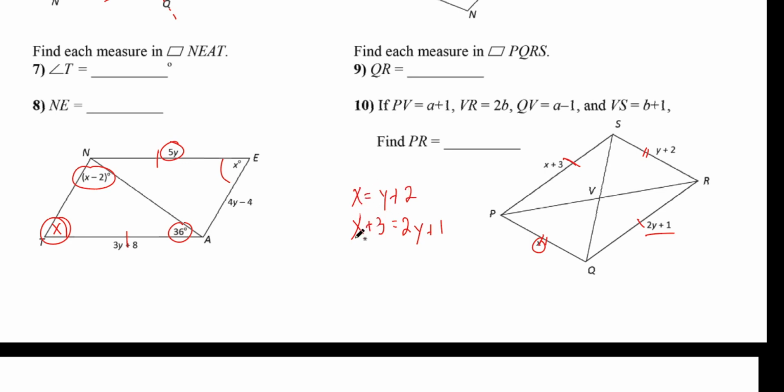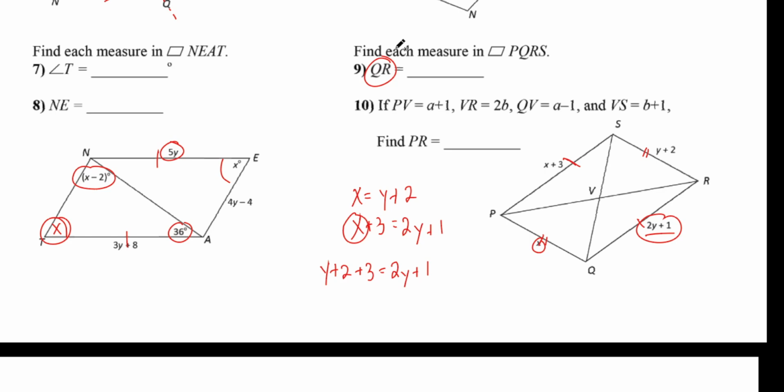So x is equal to y plus 2. This x and this x are the same x, and this y and this y are the same y. So if x equals y plus 2, make that a y plus 2, and then continue the rest of your equation: plus 3 equals 2y plus 1. I'm not going to do the math for you. You can do it yourself. Solve for y. Once you solve for y, you can plug it in for that, and you got QR. That's what they ask for.